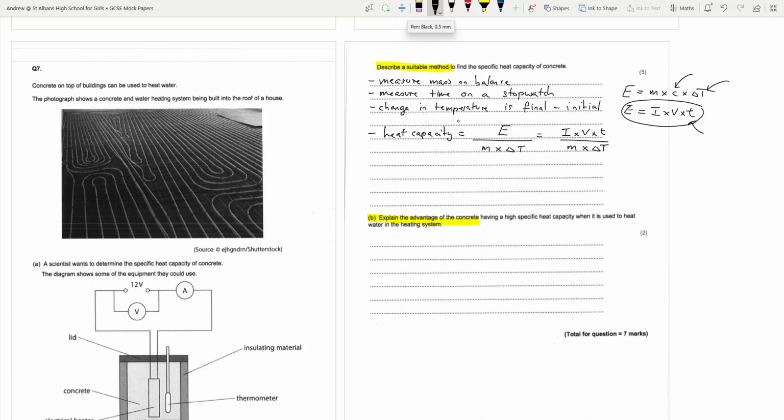So if we essentially do this, measure mass on a balance, measure time on a stopwatch, calculate the change in temperature using final minus initial, and we're using this equation, this rearrangement, and then combining it to get this. Just so you're aware of the mark scheme, it gives a mark for this, a mark for this, a mark for working out delta T, a mark for knowing this equation, a mark for rearranging this equation, and a mark for combining it.